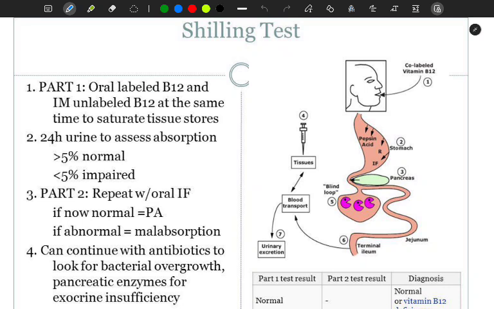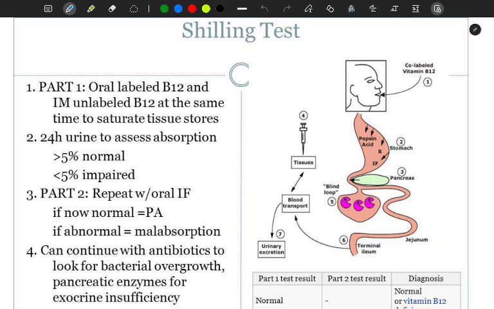Because, as you remember, pernicious anemia is an autoimmune disease, with autoantibodies affecting the parietal cell. The parietal cell is quite important to release the acids and the intrinsic factor. And intrinsic factor is quite important for absorption of B12. Amen? Part 2 or stage 2: repeat with oral intrinsic factor. You give them oral B12 plus intrinsic factor. If now the B12 level is normal in the urine, that's pernicious anemia because intrinsic factor has resolved the issue. If it's still abnormal, which means it's the absorption, the site of the absorption.